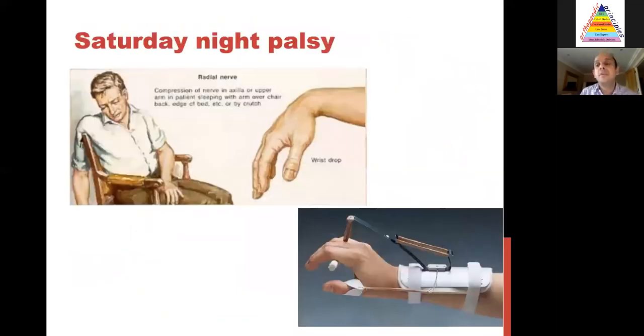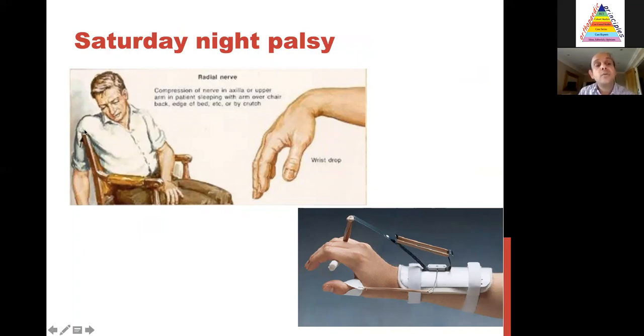Then, final few slides. We've talked about supinator syndrome. We've talked very briefly about radial tunnel. Saturday night palsy is called that because after heavy drinking, classically the patient would sleep in a chair with a hard surface in the axilla.